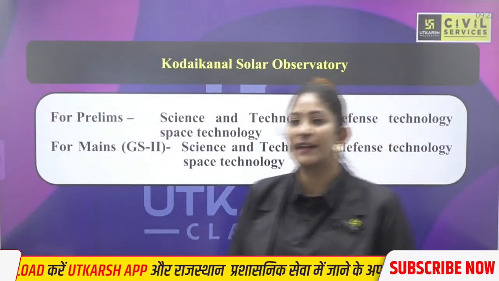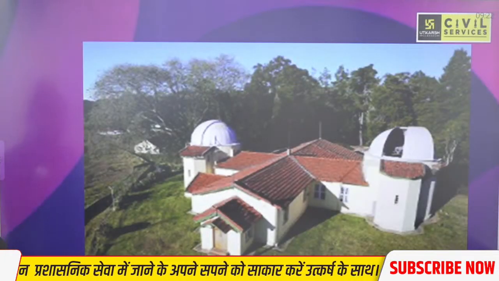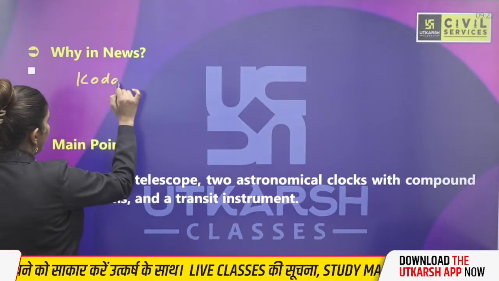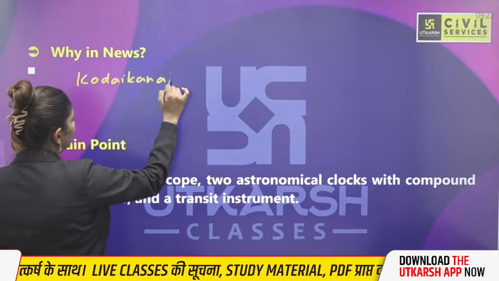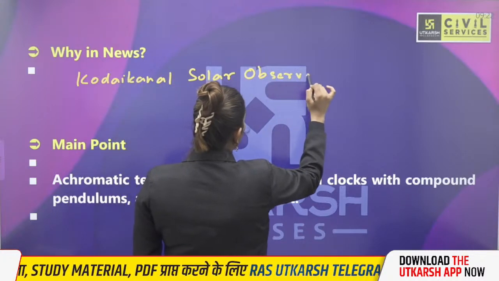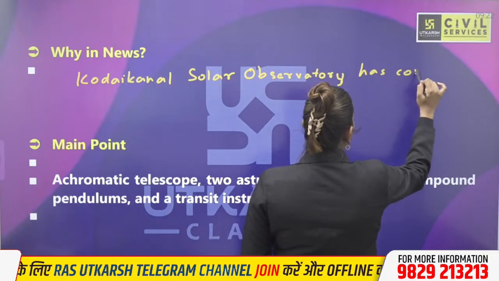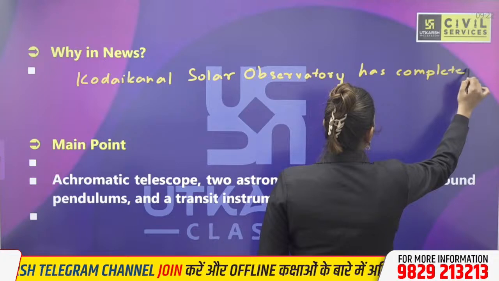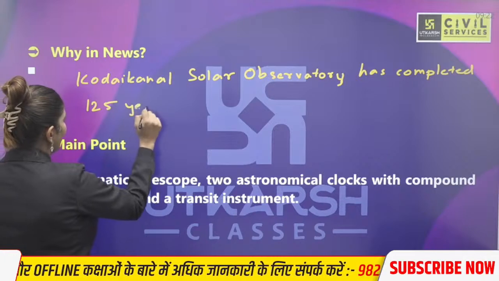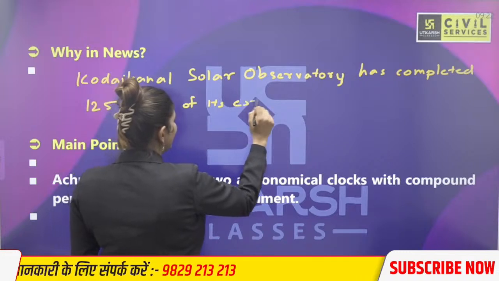What is Kodai Kanal Solar Observatory? Very good, Utkarsh, very good. Moving forward, let's talk about it. Kodai Kanal Solar Observatory. Why is it in the news? Because the Kodai Kanal Solar Observatory has completed 125 years of its establishment.